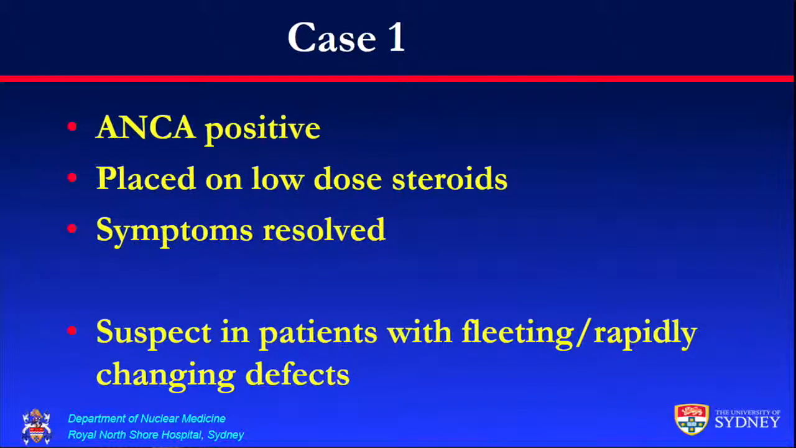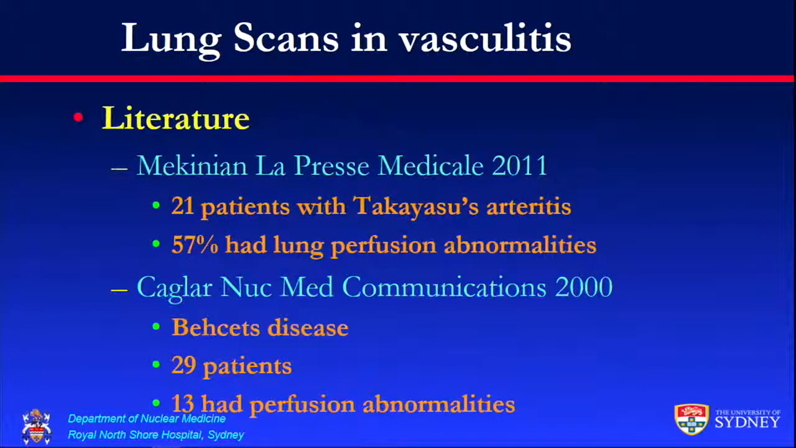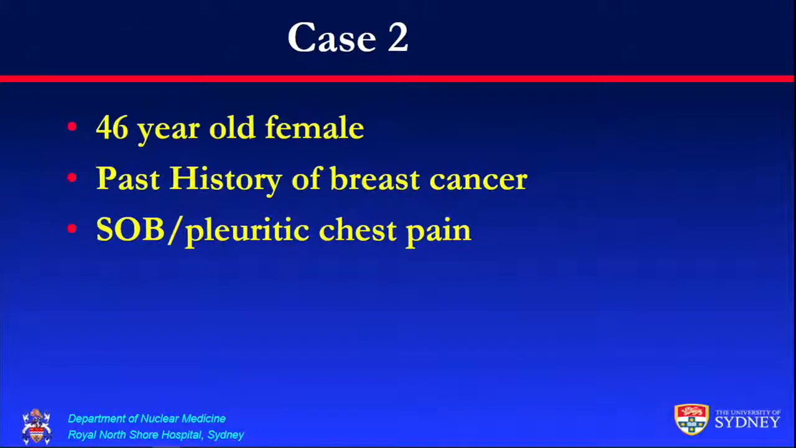And to be honest, I'm a bit sad we didn't think about it on her 3-month scan. It took until the 6 months before we finally twigged. There's not a lot of literature on lung scans in vasculitis. There are a couple of papers out there. One actually had 18 patients who had Takayasu's, and they showed that the mismatch defects were quite frequent in patients with Takayasu's arteritis. And there's a single case report, but there's not a lot of reported literature because it's such a rare thing. Again, if you look at Takayasu's, which is the main group that's been studied, there is certainly some stuff you can find.